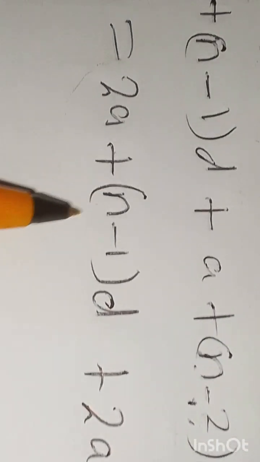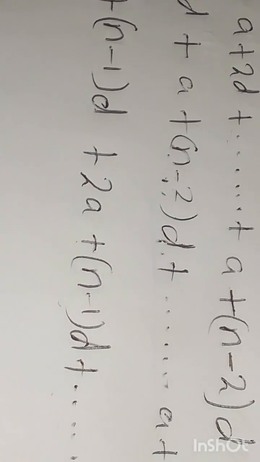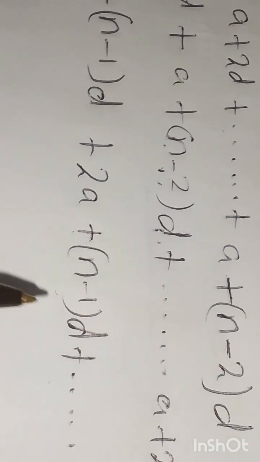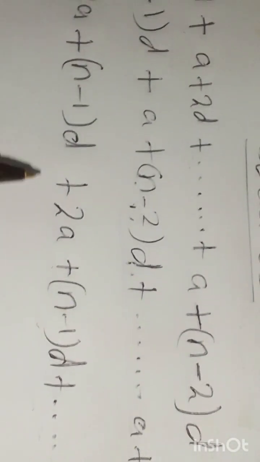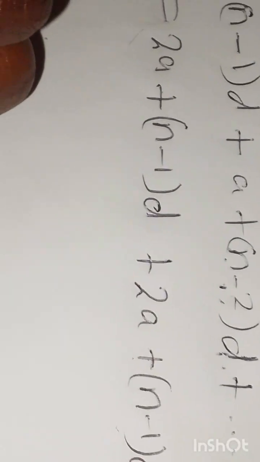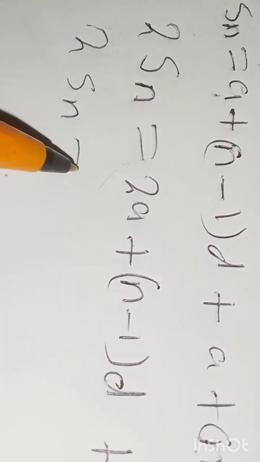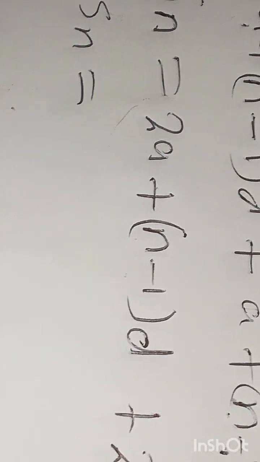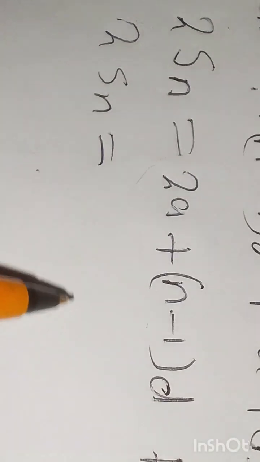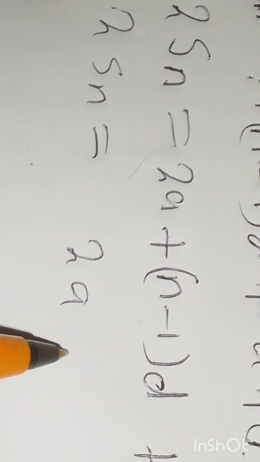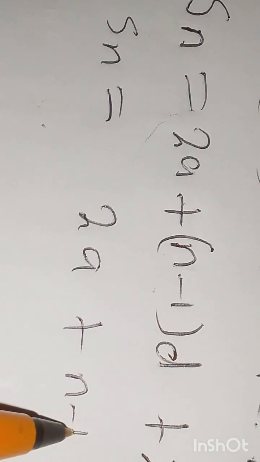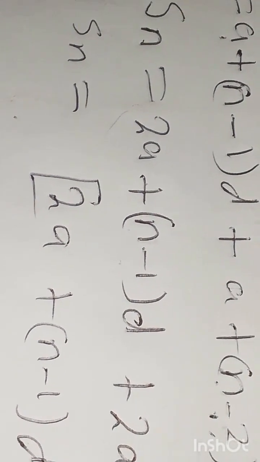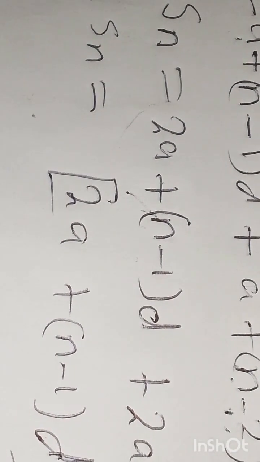So in this way, we don't know the number of these because there are many of them. There are n of these. We don't know the exact number, so there are n of them. So we are going to have 2 s of n is equal to, we're just going to get out just one. So we're going to have 2a plus n minus 1 d. So we have just gotten out one of these because they are all the same.